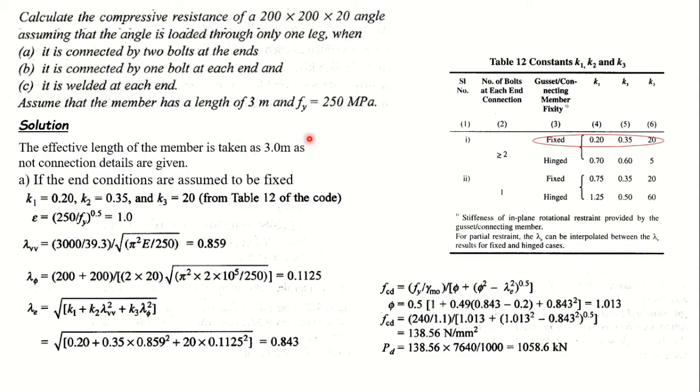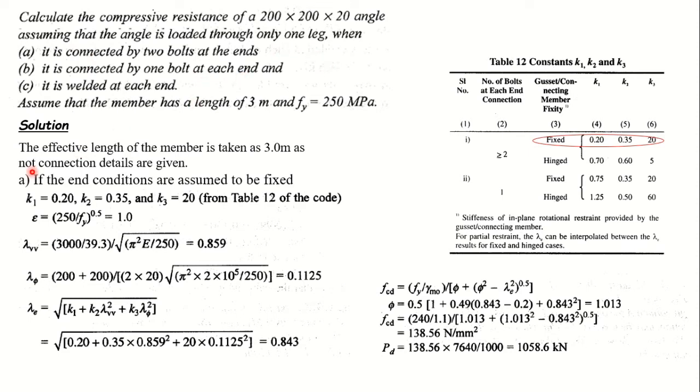Let's take up one problem on this, on a single angle strut. What has been given here is to calculate the compressive resistance, that is, the load carrying capacity under compression, of angle section ISA 200 by 200 by 20, and assume that the angle is loaded through one leg only. The conditions mentioned are: it is connected by two bolts at the ends; it is connected by one bolt at the end; and third, it is provided with welds at the ends. Under these three conditions, we need to find out what load it can carry.